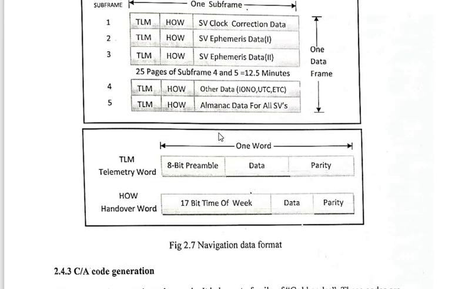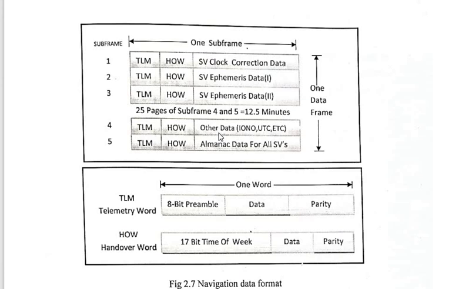For the navigation data format, one data frame consists of 5 subframes. The first subframe consists of clock correction data. The second and third have the ephemeris data. The fourth and fifth repeat 25 times, because they contain the UTC timing and almanac data, like the health of your satellite. Each subframe starts with 2 words: the first is the telemetry word and the second is the handover word.